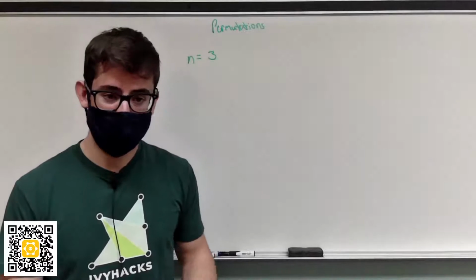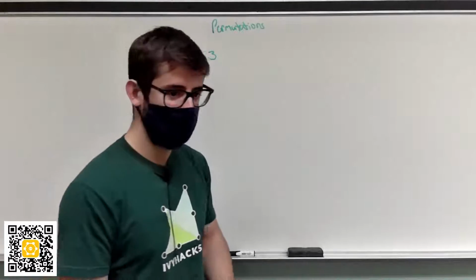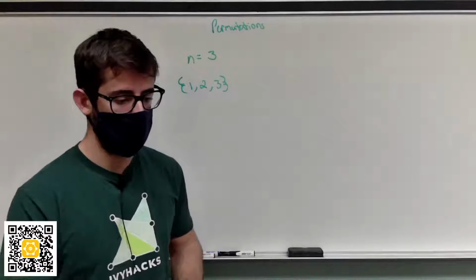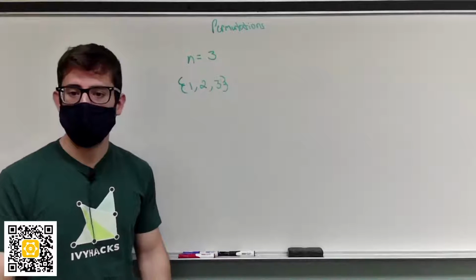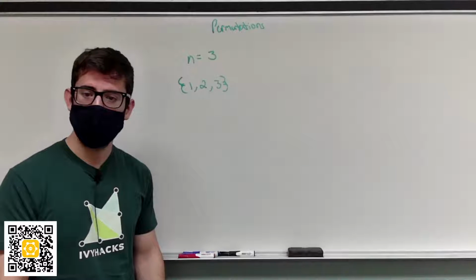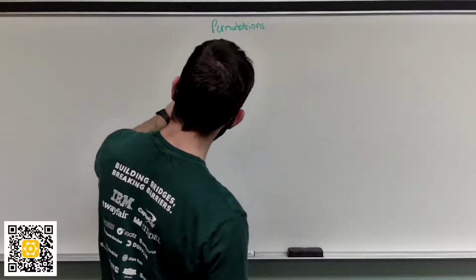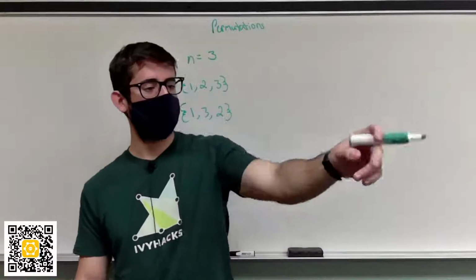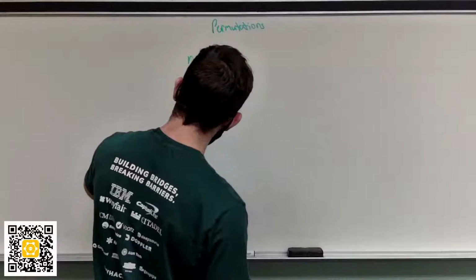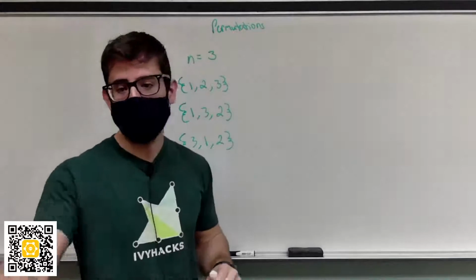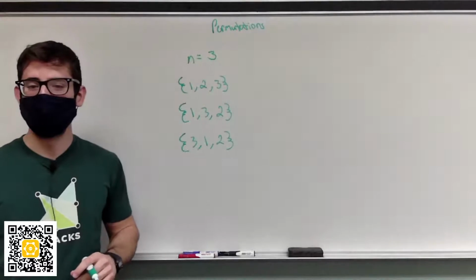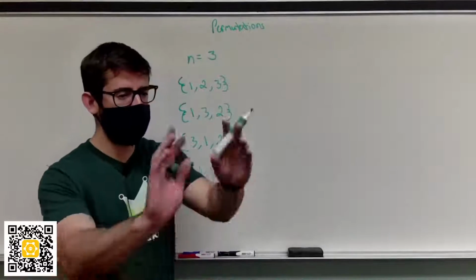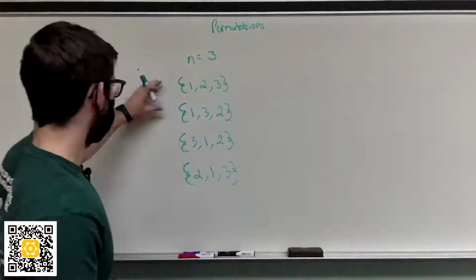Would anyone want to give me a permutation if you already know? 1, 2, 3. Perfect. So let's see if we can find a pattern here to see if we can figure out ourselves before I give it to you guys. Do you know another permutation? 1, 3, 2. Perfect. 3, 1, 2. Cool. What about 2, 1, 3? Yeah, that's also correct. Anyways, so these are accurate permutations.